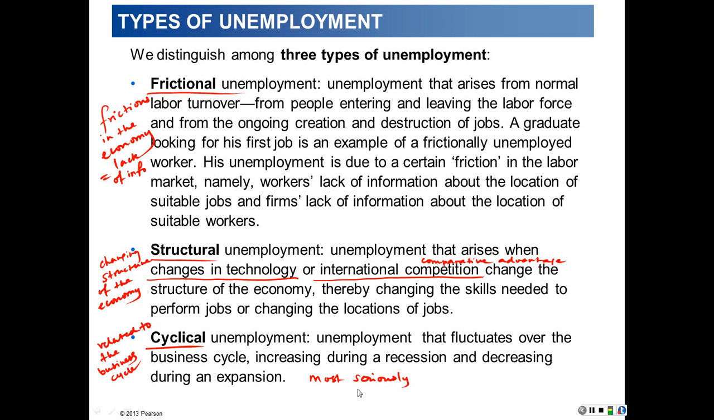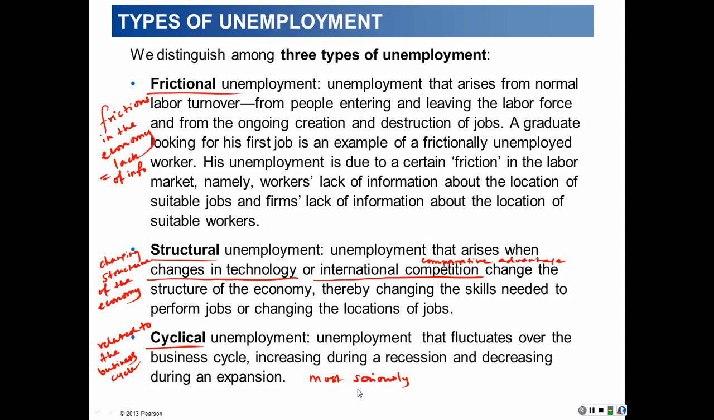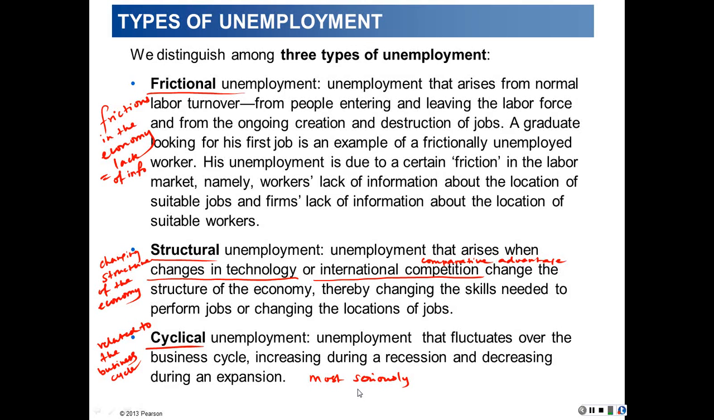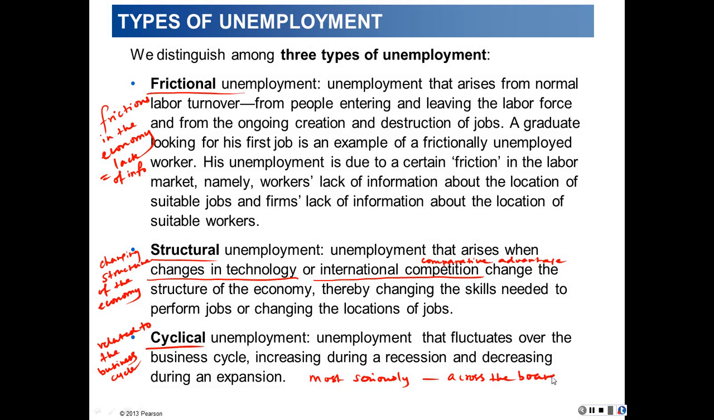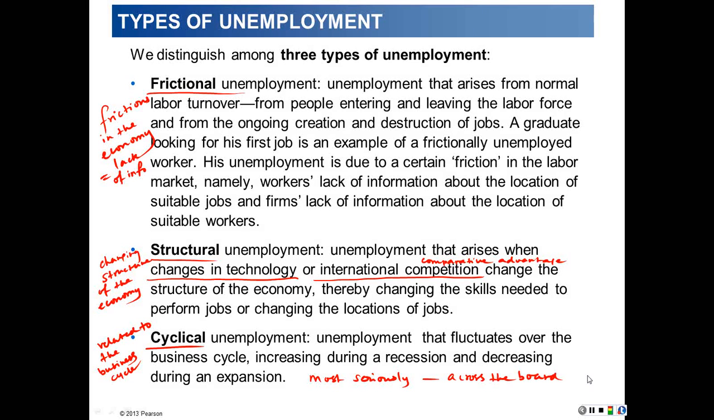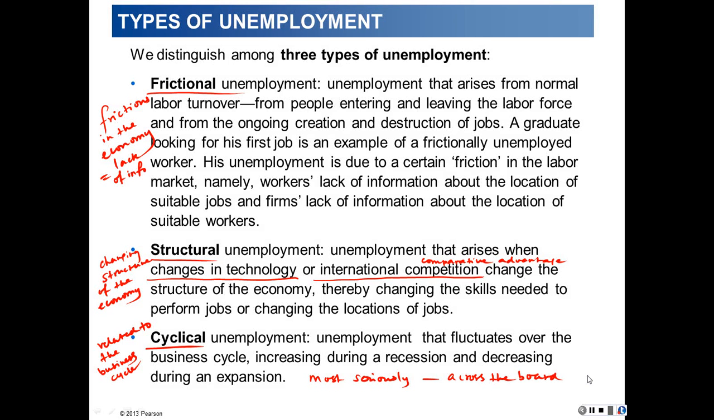Why? Because unlike frictional unemployment, which really isn't a serious kind of unemployment, and unlike structural unemployment, which is serious, but is confined to only a few sectors of the economy, cyclical unemployment is unemployment that is across the board. This is unemployment that affects really everyone. Every job is affected by an economic recession. So the government takes cyclical unemployment most seriously. So here are our three kinds of unemployment.